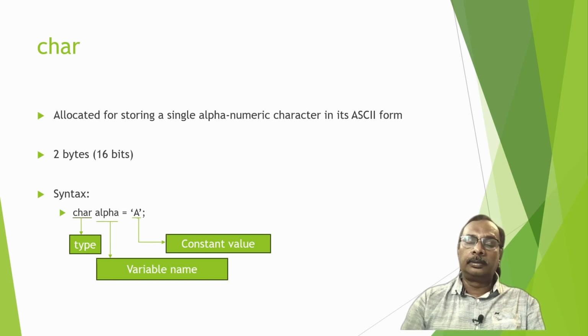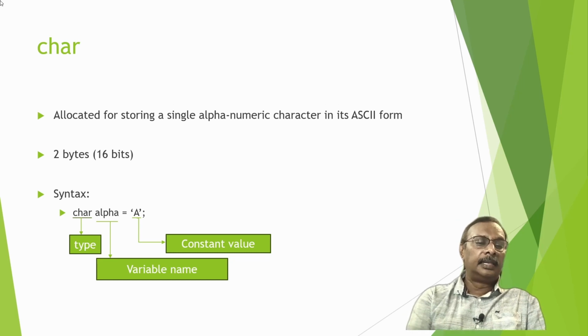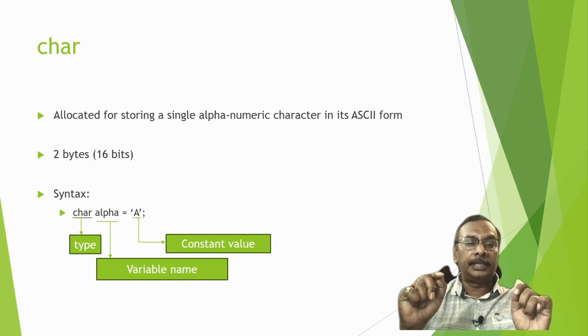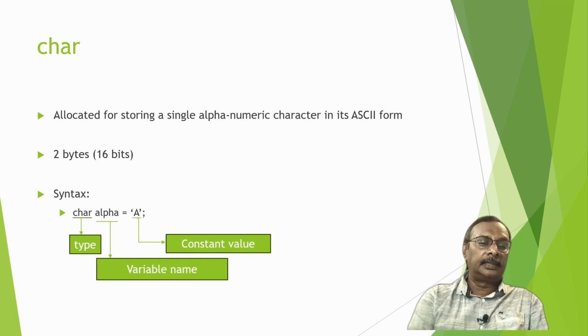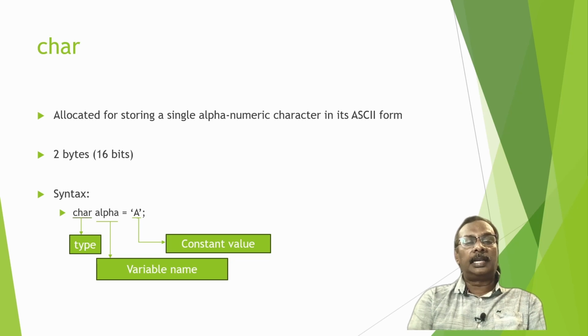It will also allow us to store other language characters, like we saw, with a different encoding. With a different encoding, we can store characters. And the syntax to define a character variable is char, the variable name, equal to the value constant encapsulated in single quotation marks. So char variable name equal to single quote. This is how you define a variable in a Java program.